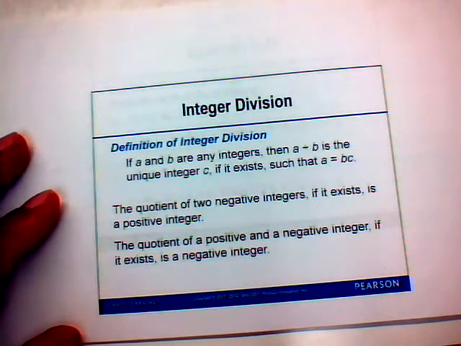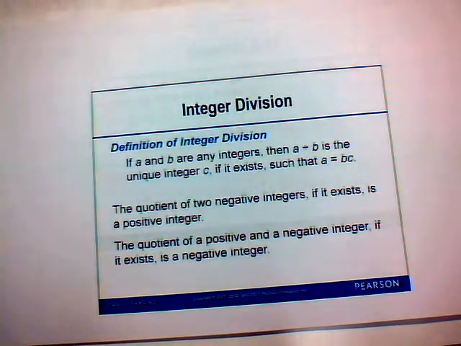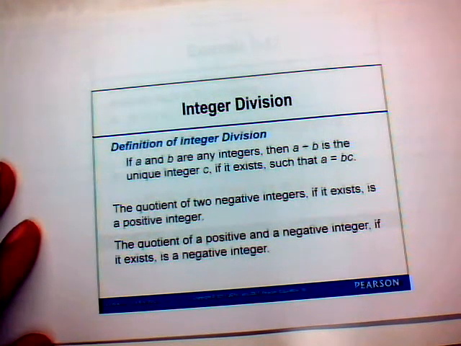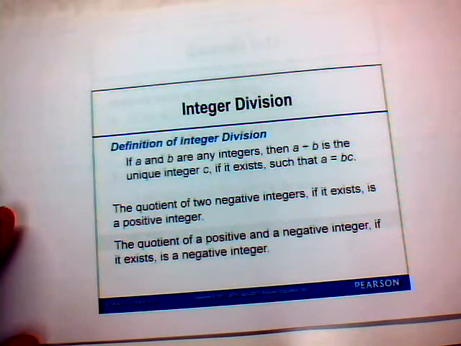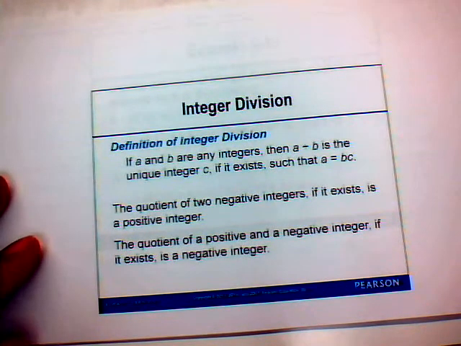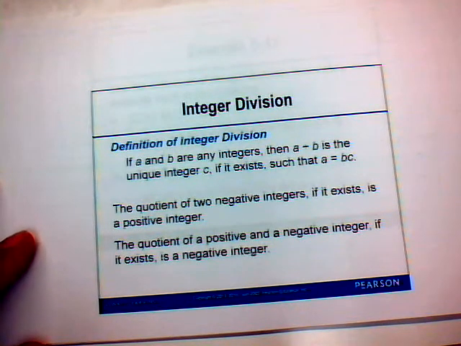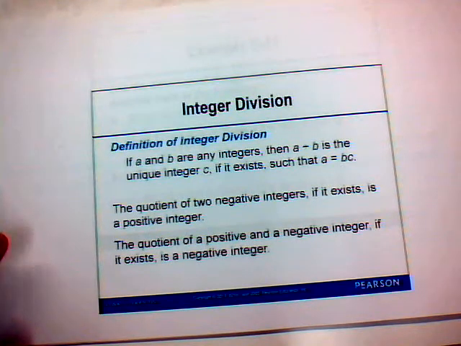All right, next operation we'll look at is integer division. If a and b are any integers, then a divided by b is the unique integer c if it exists such that a is equal to b times c. That's the definition of integer division here, because you're trying to find some unique integer such that b times c would give you the a.